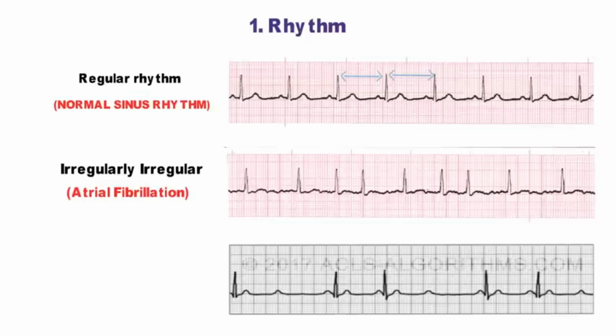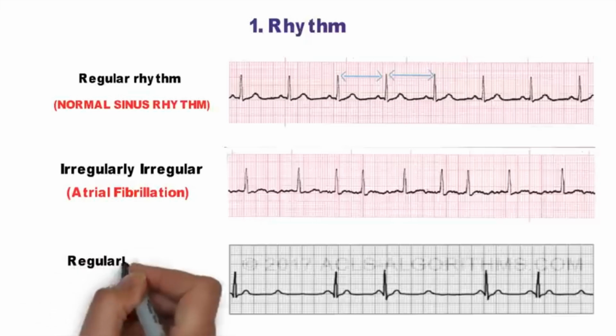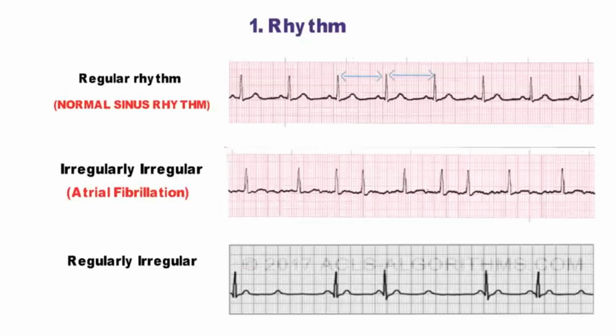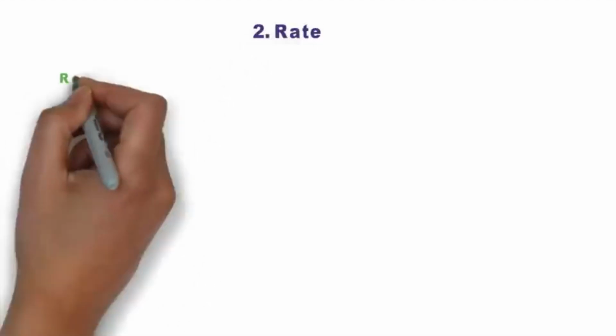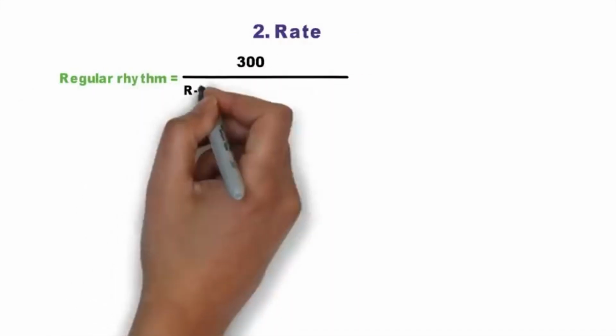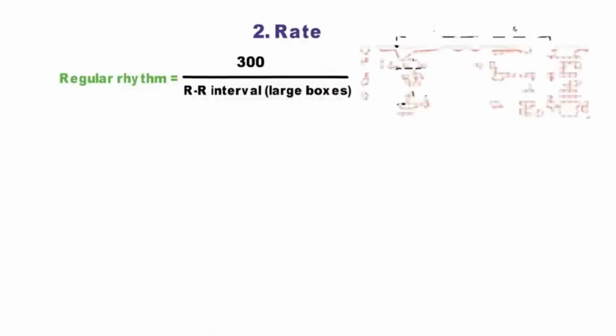Now look at this ECG. Normal regular rate with a regular dropped beat. So the rhythm is regularly irregular, which is seen most commonly in second degree heart block type 2. Step 2 is to calculate heart rate from an ECG. If the rhythm is regular in the ECG, heart rate is calculated by 300 divided by the number of large boxes between RR intervals.